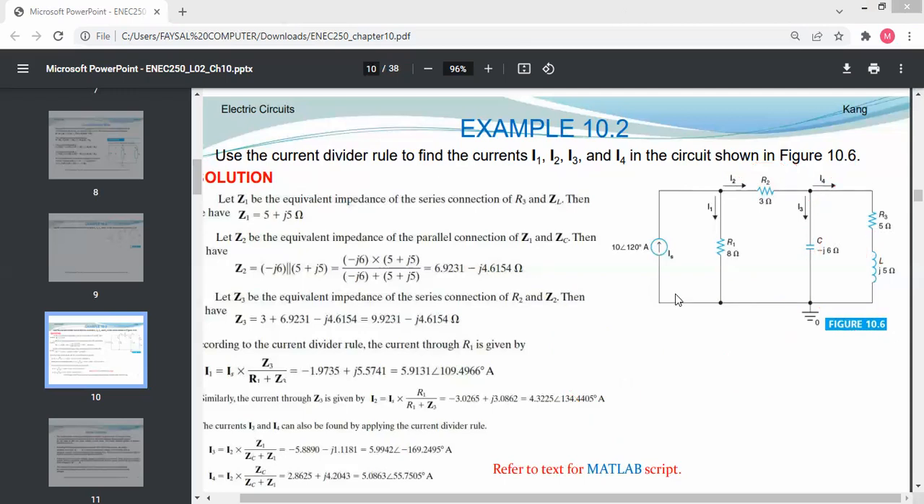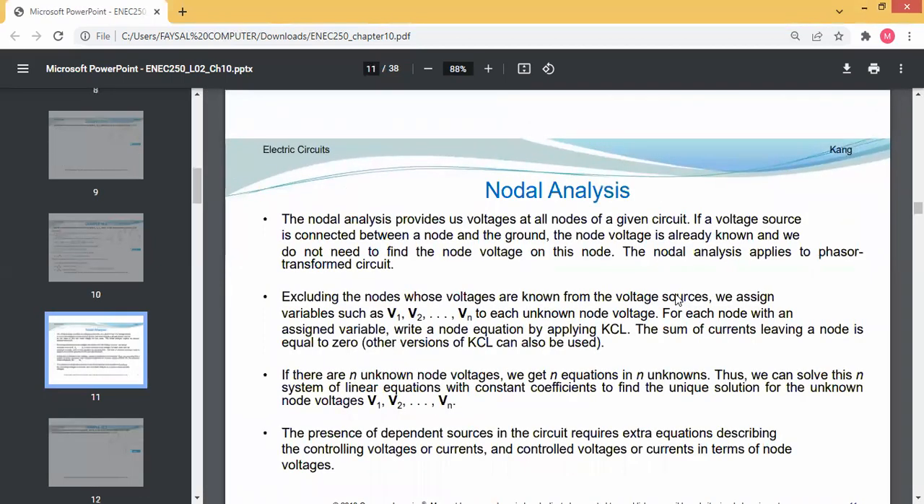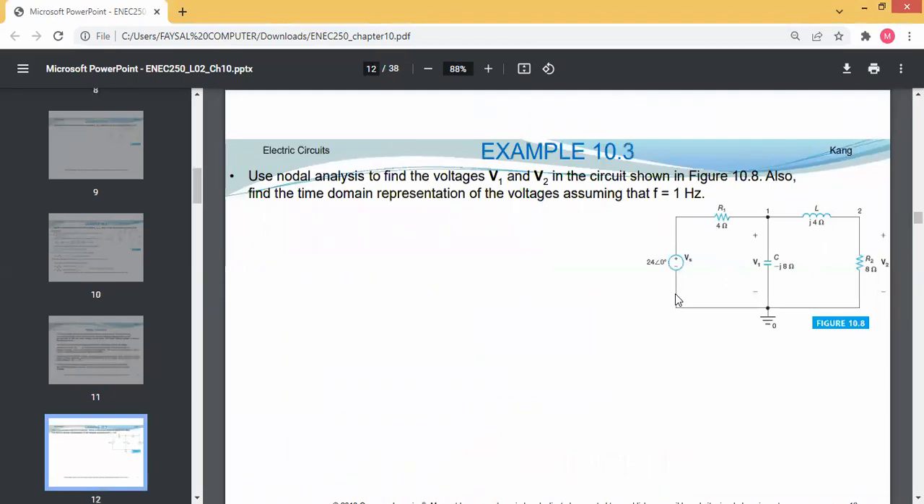Okay, moving towards the next one, nodal analysis. Nodal analysis is very important. Use nodal analysis to find the voltages V1 and V2 for the following circuit. Also find the time domain representation of the voltages, assuming that F equals 1 Hertz. So these are the major parameters, as the figure given is 10.8. For the solution we first have to write my given parameters.